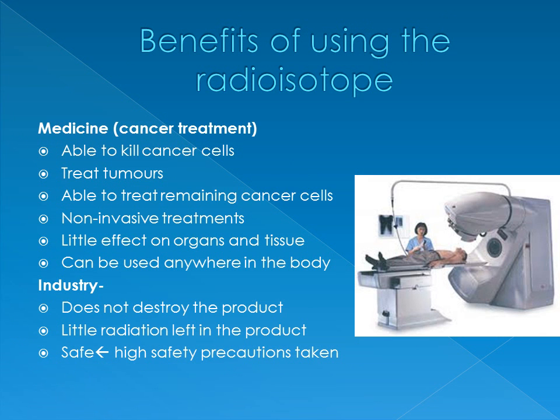Some of the benefits of using cobalt-60 are: it is able to kill off cancer cells, it is non-invasive, little damage is done to organs and tissue, it can be used anywhere in the body, it is able to treat tumours, and is one of the most effective forms of cancer treatment. The benefits of using cobalt-60 in industry include: it is safe and is used in completely controlled environments, it does not destroy the product, and it sterilizes the product from bacteria, and little bacteria is left within the product.